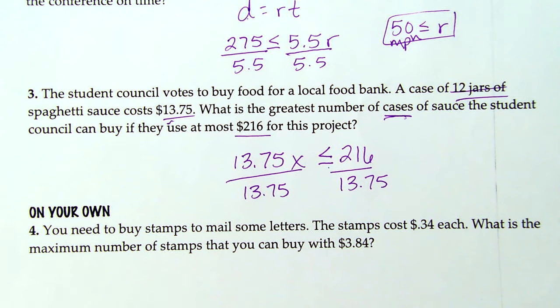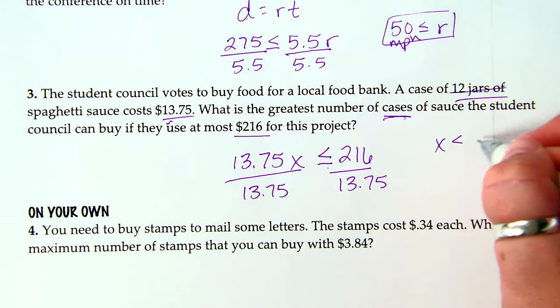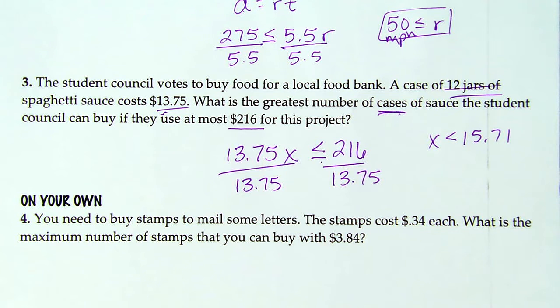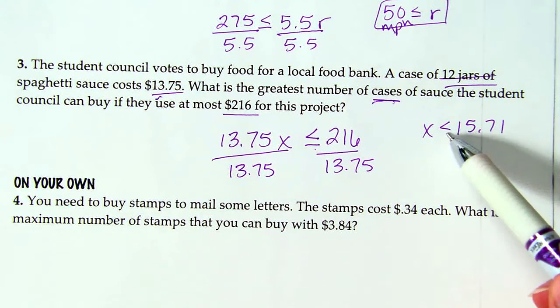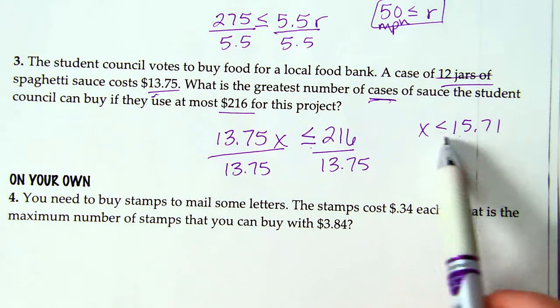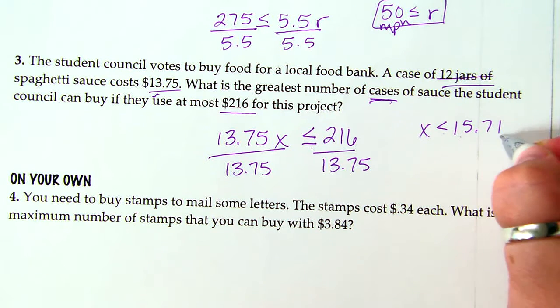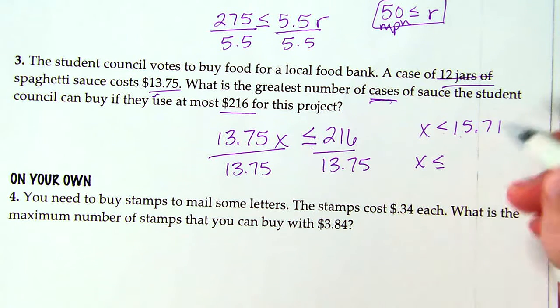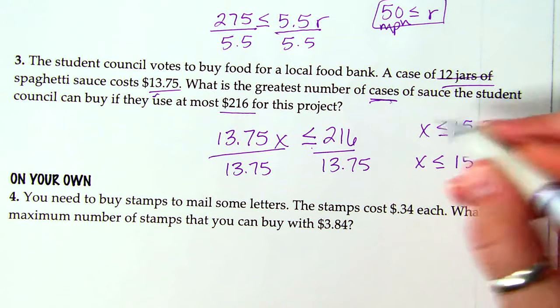So 216 divided by 13.75 comes out to be 15.7, then a bunch of decimals, rounded off like that. But we want an actual number of cases that they can buy. So this says x has to be less than 15.71. So even though this would typically round up, like when you're used to rounding in math classes, you round up if it's above 5, since this says less than, we can't buy any more than that. So it has to be x is less than or equal to 15, because they could buy exactly that. The label was cases.